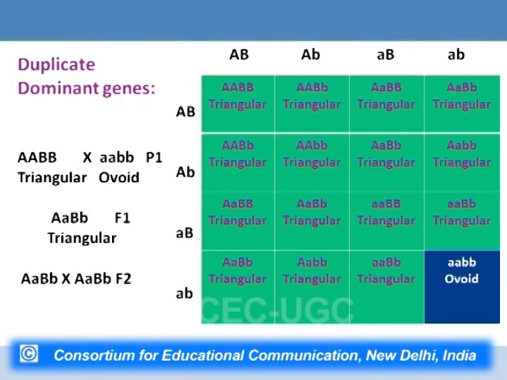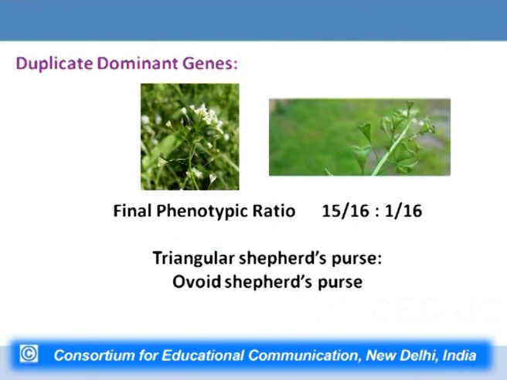These individuals, when crossbred, lead to formation of F1 individuals who are triangular, and F1 individuals, when again interbred, lead to formation of F2 individuals, of which all except one is triangular, and the one which is ovoid is having double recessive homozygous condition, small a, small b. So, the final phenotypic ratio for duplicate dominant gene is 15:1. The triangular Shepherd's purse is present in ratio of 15, whereas ovoid Shepherd's purse is present in ratio of 1.